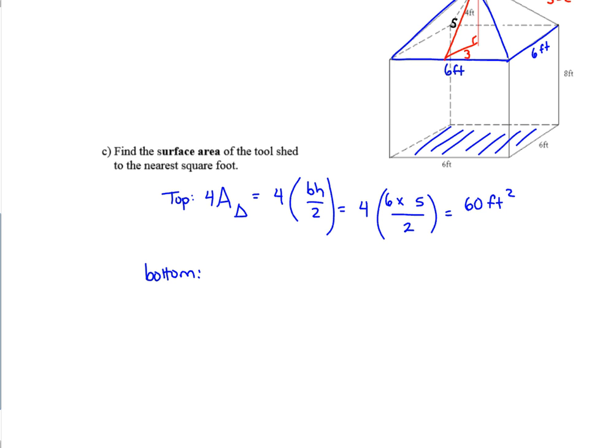Rectangular, right? Because the height is not 6. It's 6 by 6 by 8. So technically it's a rectangular prism because not all 3 sides are the same. Do you need the top of the rectangular prism? No. And the bottom? No. We just need the 4 sides.